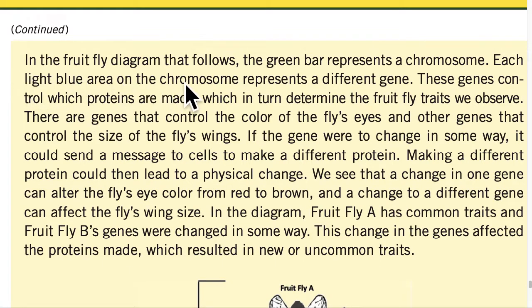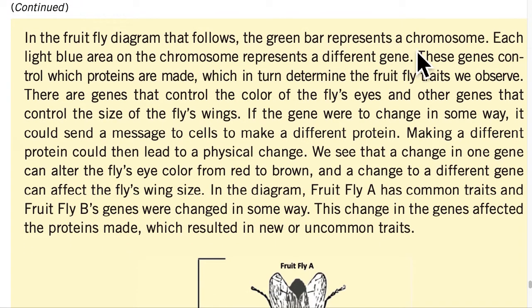In the fruit fly diagram that follows, the green bar represents a chromosome. Each light blue area on the chromosome represents a different gene. These genes control which proteins are made, which in turn determine the fruit fly traits we observe. There are genes that control the color of the fruit fly's eyes and other genes that control the size of the fly's wings. If the genes were to change in some way, it could send a message to cells to make a different protein. Making a different protein could then lead to a physical change.